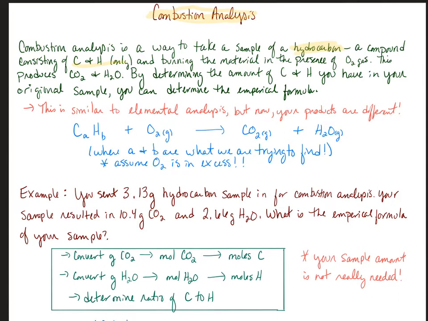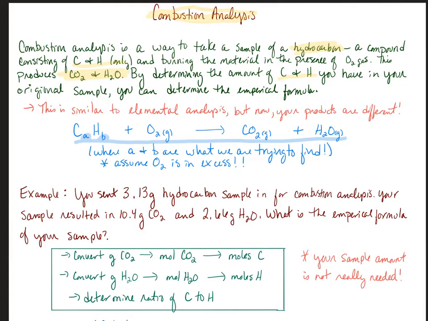And what we do is we burn this in the presence of O2 gas. So that's going to produce CO2 and H2O, just like we talked about with combustion problems. So we can determine the amount of carbon and hydrogen you have in your original sample and then determine the empirical formula. So to give that to you in a more graphical context, when you complete this reaction, you will figure out what both A and B are, because otherwise you don't know. You don't need to have a balanced equation here. You just are trying to figure out what A and B are.